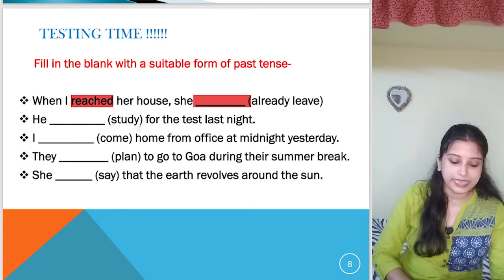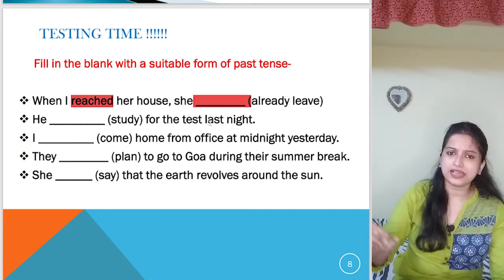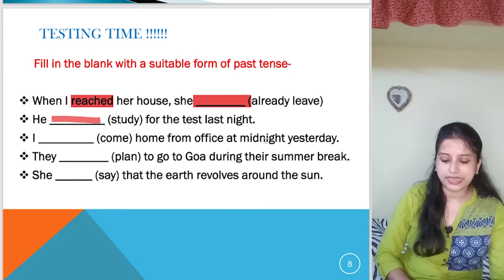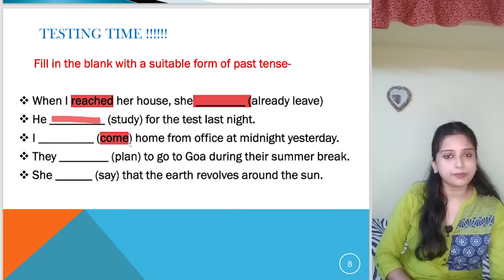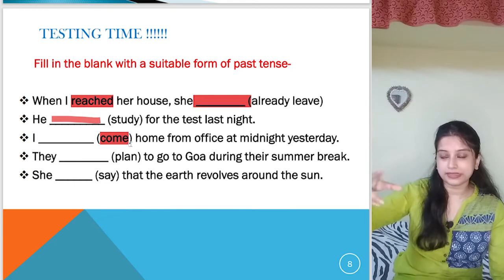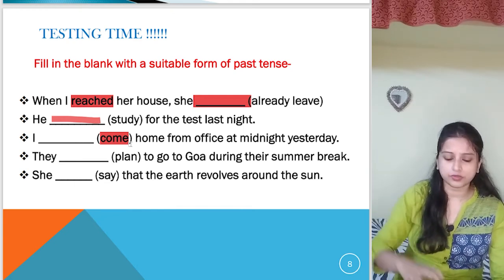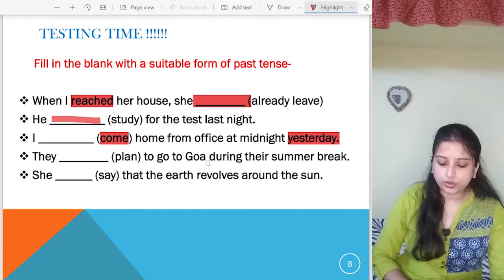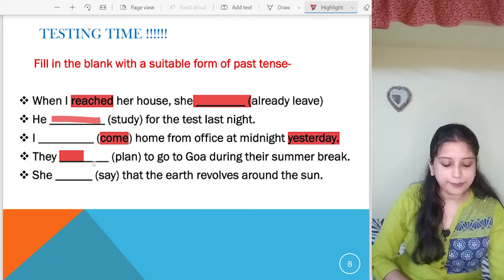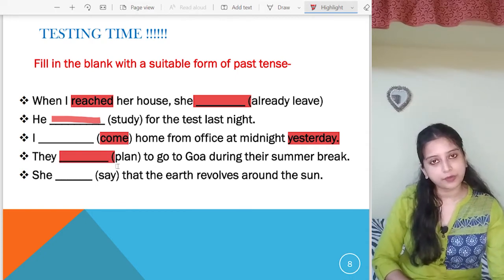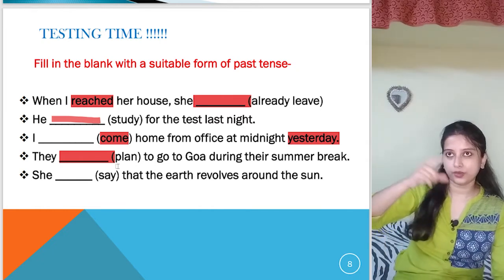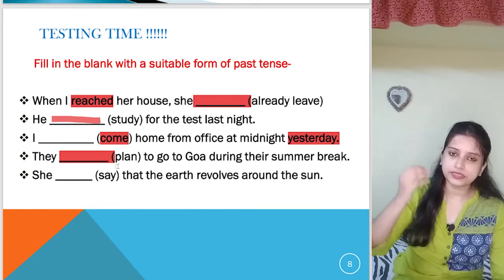Past perfect. He dashed for the test last night. Last night he was studying. So he was studying, for a continuous action, was studying. I came home from office at midnight yesterday. So I came home, simple past. It is not that I was coming. That action is not mentioned over here. I just came home. They planned to go to Goa during their summer break, simple past, because no other action, no other verb is given that denotes that something happened before or after. So simple past.